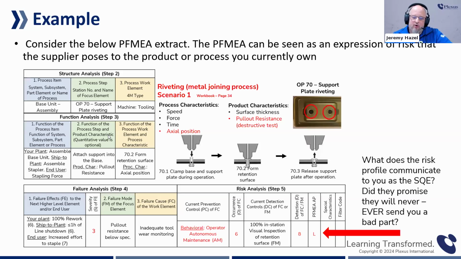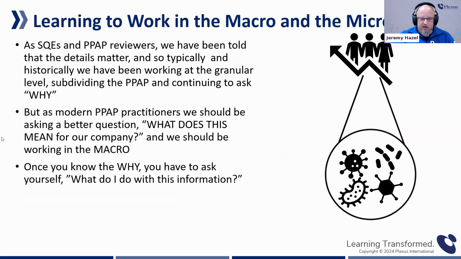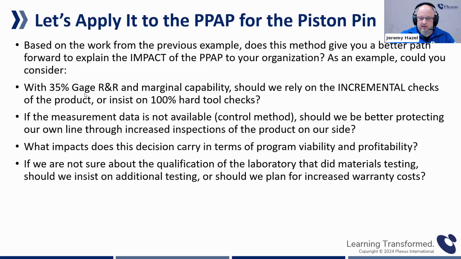So learning how to communicate this is a skill that I really challenge SQEs to get good at. How do you work up in the macro to communicate what you learned from the PPAP in order to change the organization's situation? So let's take a look at applying the PPAP for the piston pin, right?